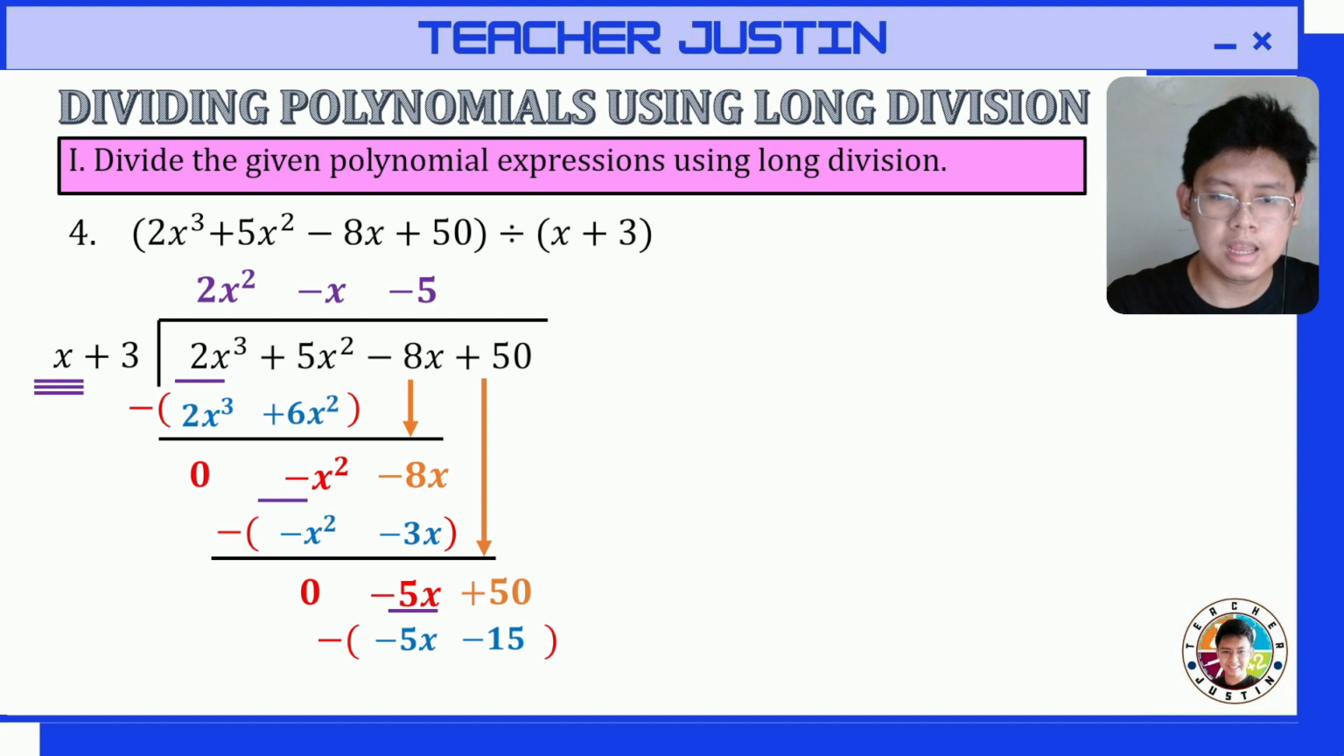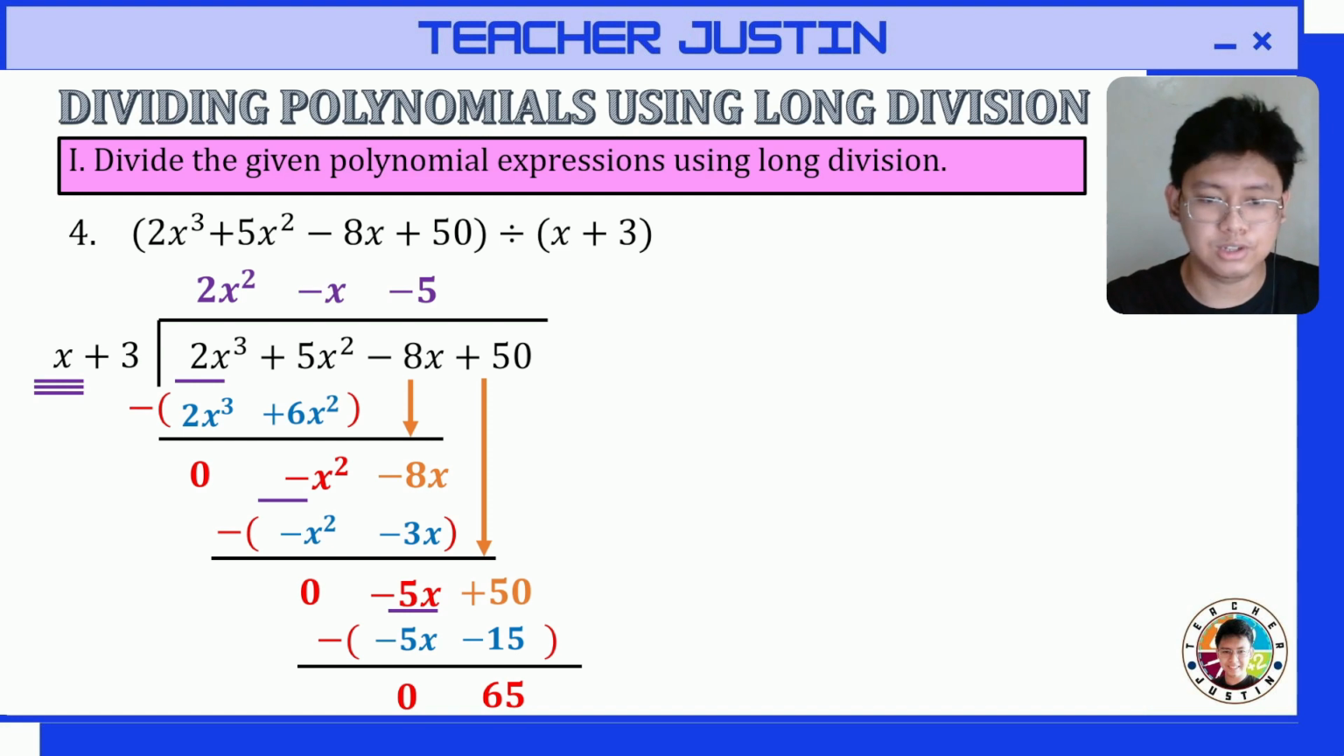Subtract natin. We will have negative 5x minus negative 5x is 0. 50 minus negative 15 is 65. So, apply natin yung keep, change, change. Tapos, pag wala na tayong ma-bring down, ang susunod nating step is to write our final answer. So, we will have 2x squared minus x minus 5.